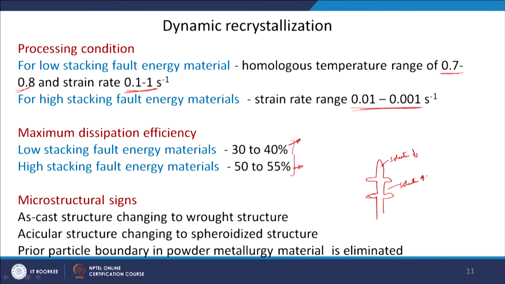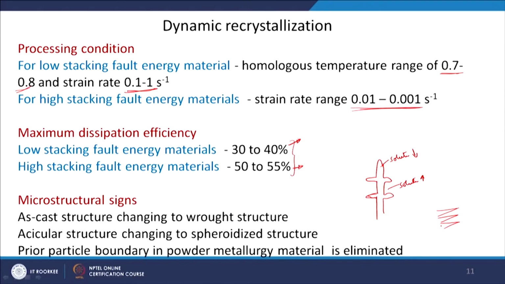So, if this type of microstructure is changing to a rod structure, then it is a good sign that your processing condition is able to generate this kind of rod structure. If an acicular structure, which contains blade-like features, is changing into a spheroidized or globularized microstructure, then again you are in the good processing window.